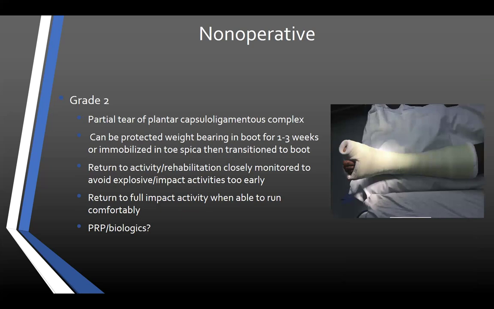And depending on how severe that may be, the patients may not be able to weight bear fully due to the pain, as well as there could be a further risk of injury of complete tearing if they were to push it further. So conservative treatment for these is usually implemented first, and it ranges from protective weight bearing in a cam boot, or they may be totally immobilized in this toe spica immobilization for a period of time, usually 1 to 3 weeks.